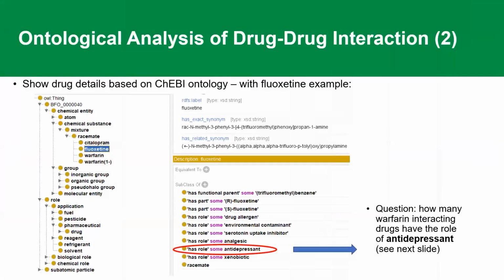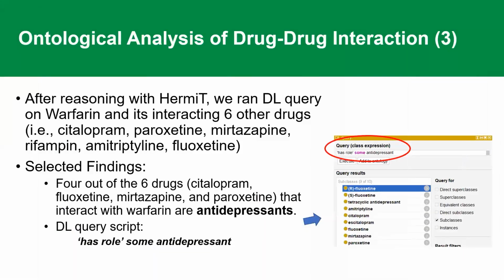And then we looked for the common roles among these interacting drugs, and we have found that some of them have antidepressant roles. And then we found that among 6 of these drugs, 4 of them have the role of antidepressant. So there is a significant pattern among these interacting drugs.